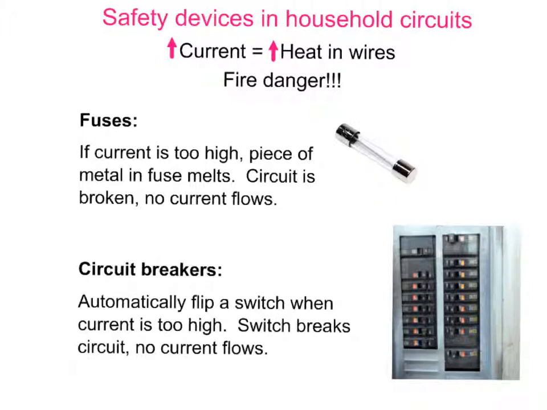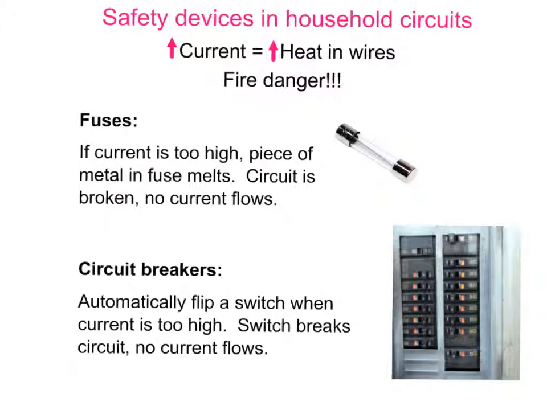So it's important to mention that homes are usually equipped with certain kinds of safety devices in the circuits, because with current running through the wires, an increase in current will also cause an increase in heat in the wires and obviously a fire danger. So there are two safety devices that are typically installed in all households in the circuits.